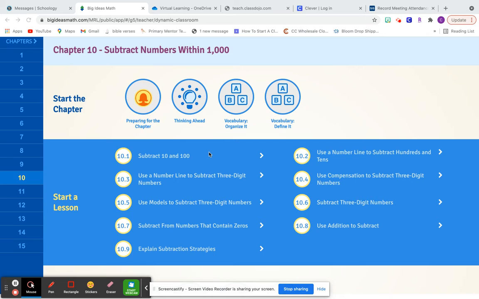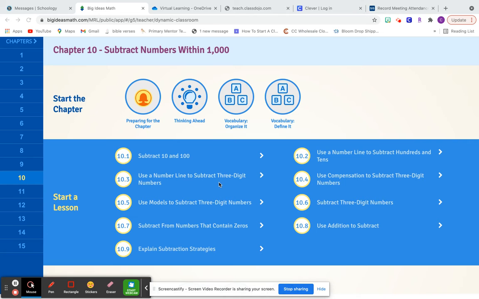We are going to skip over lessons 10.2 and 10.3 because we know how to subtract from a number line. Remember, when you're subtracting on a number line, you're going backwards. Just like you jump a 10 and go down 10, like we talked about yesterday, you do the same thing with hundreds. You can jump 100 the same way. Just make sure your humps are bigger so you know what you're subtracting, and you can put minus 100 over it.